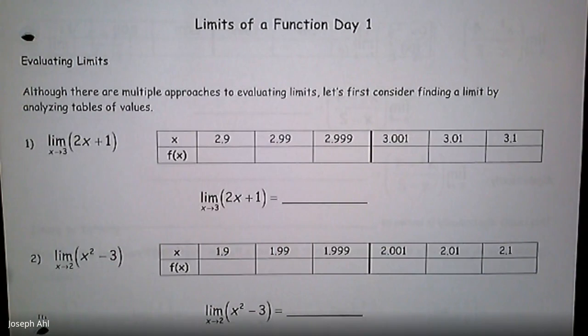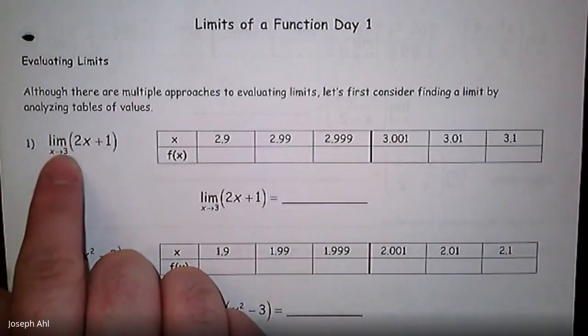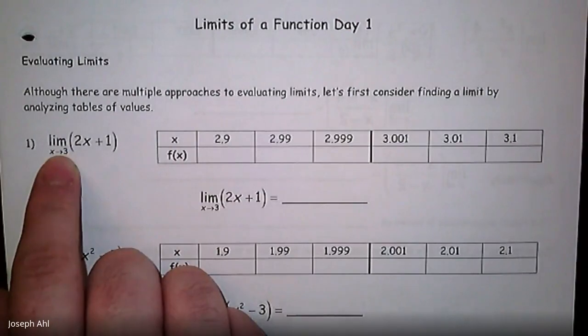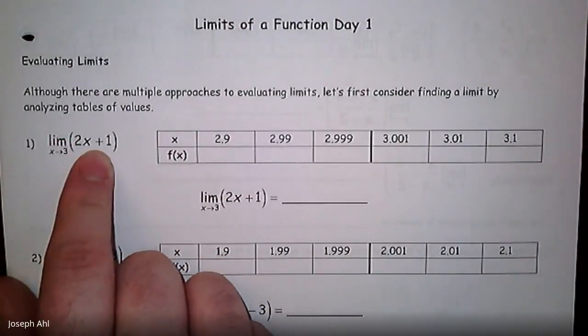Although there are multiple ways of approaching evaluating limits, we're going to start by looking at it from a table perspective. So we're going to set up our calculators in just a moment. If you want to find your calculator, you'll need it for this first part of the lesson. This notation says, find the limit as x is approaching 3. That's how I'd read that statement. It's the limit as x approaches 3 for the function 2x plus 1.